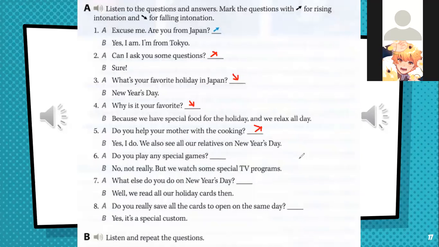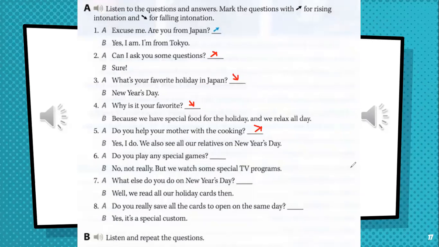Let's see, number 6. Do you play any special games? What is this one? Okay. Thank you, Lucas. Thank you, Fernando. Okay, Natalia Torres, what is that? Thank you, Diego. Okay, excellent. So let's see, this one is rising. Yes, so we draw an arrow in that form.